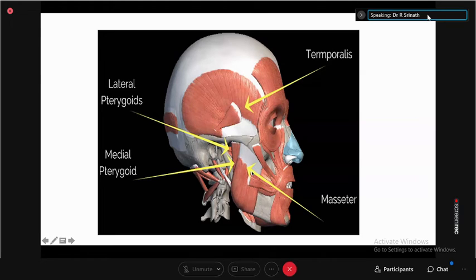And how to test the masseter? The individual is asked to clench his teeth and a spatula is kept beneath the teeth, and you see on both sides the impression from the molar teeth. So you can see the strength of the masseter.